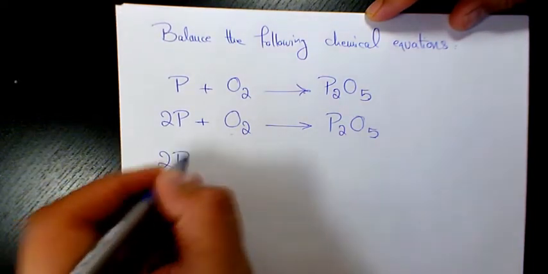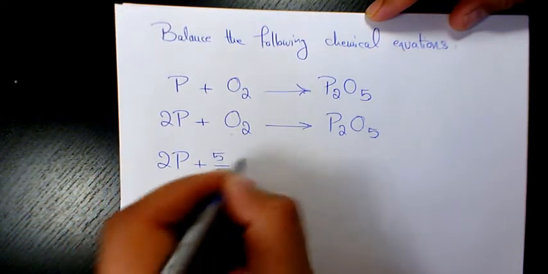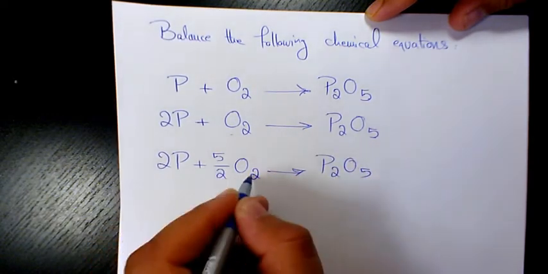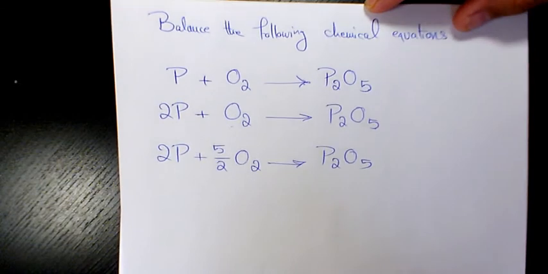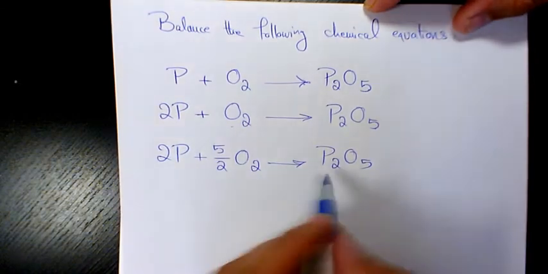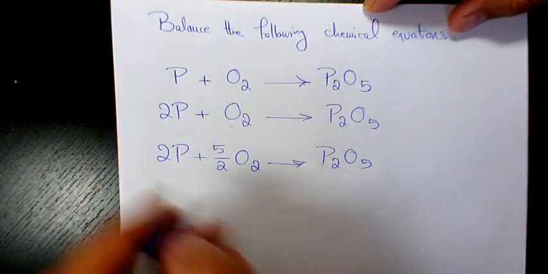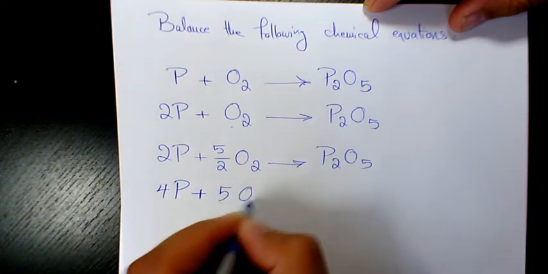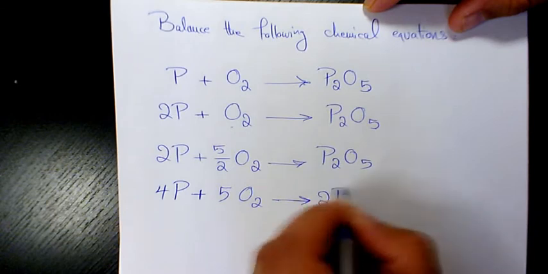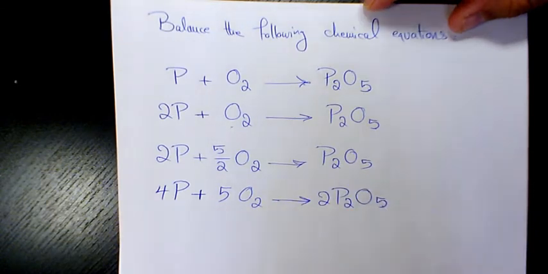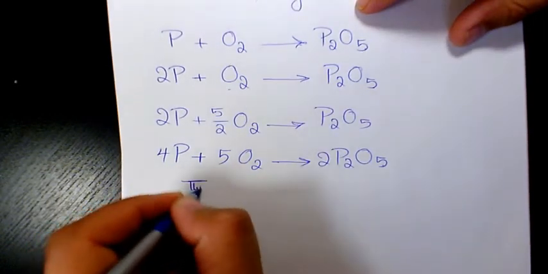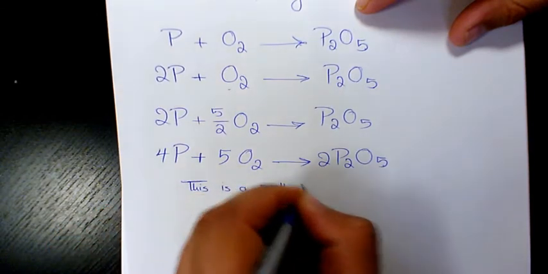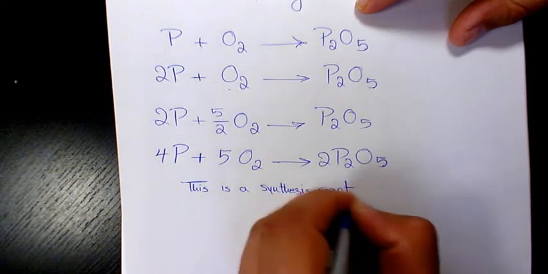So I'm going to place 5 over 2. 5 over 2 times 2 is going to be 5. So now it is balanced. The only thing remaining, we need to multiply everything by 2 to get rid of the denominator. So 4P plus 5O2 is going to give us 2P2O5. This is a synthesis reaction.